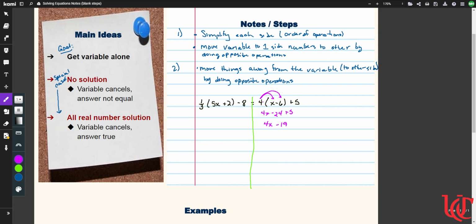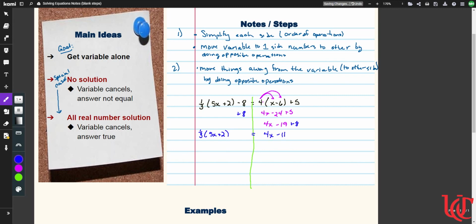So if I'm looking at that, the first thing I'm going to do, so I'm mixing and matching both of my ways, is add 8 to move it over by doing the opposite. So I'm going to add 8 over here. So this still gives me that 1/3 and the 5x plus 2. Those 8s will cancel out, and that's going to now equal 4x minus 11.